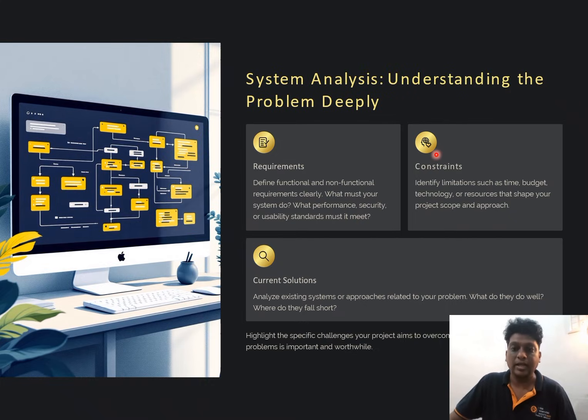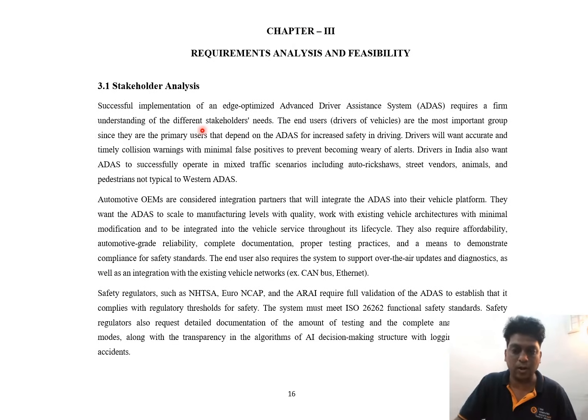Then the constraints. Constraint means, as I already mentioned, the limitations. So what are the limitations of the current solution? After analyzing the existing system related to our problem, first, what do they do well, and where do they fall short? That we have to identify. This is chapter 3, stakeholder analysis.